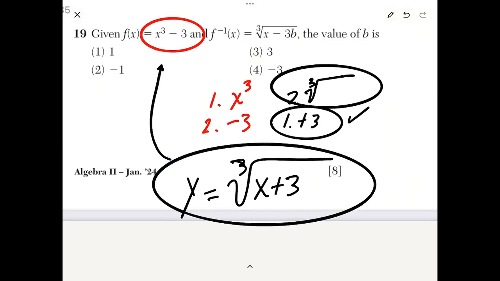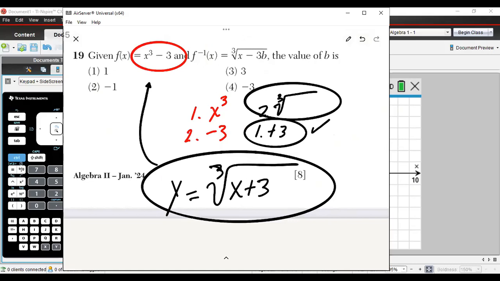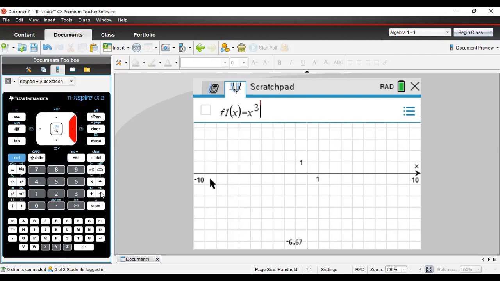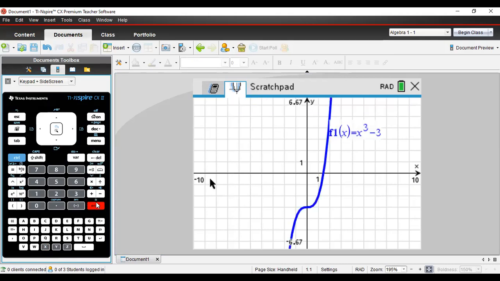Now, the way that I can prove that is if I go grab my calculator, which I'm going to do, and if I take the composite of these two functions, when I graph it, I should get the y equals x line. So let me show you exactly what I mean. First thing I'm going to enter is the original function. So that's x cubed minus 3. And that's a cubic function.